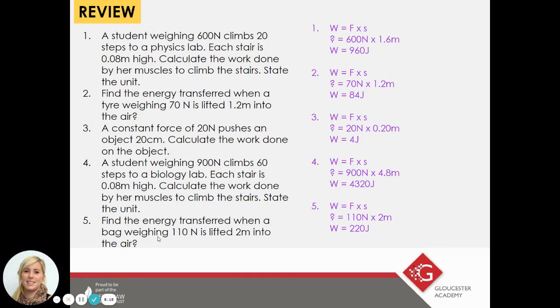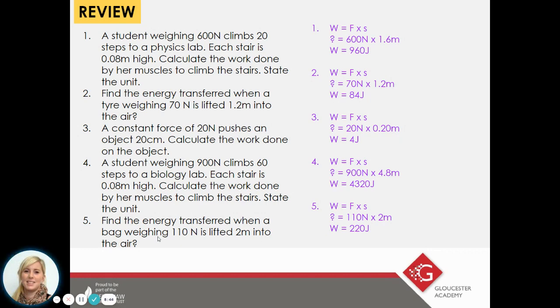And then the last one should be quite straightforward. 110 newtons times 2 meters, you get a final answer of 220 joules. And each one of these would be worth 3 marks. So again, we should have a total number of marks out of 15. So in your book, when you send me the picture of your work, I should see a mark out of 15. So 3 marks for each one.